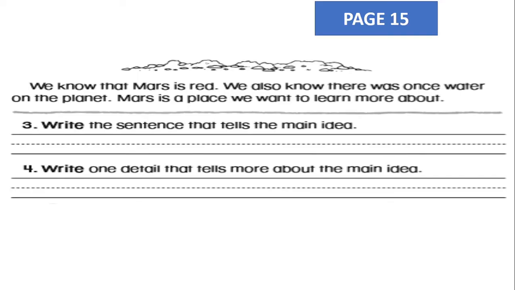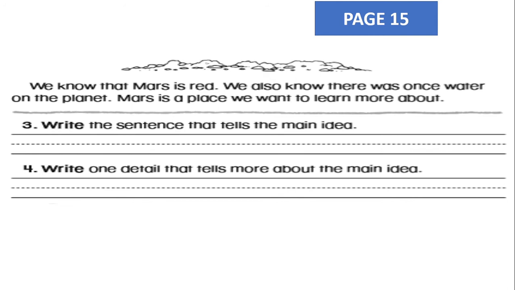Page 15 you already did with your teacher, but we're going to do the second one as a revision for you. We know that Mars is red. We also know there was once water on the planet. Mars is a place we want to learn more about. So what is the topic? Mars. We're talking about Mars.